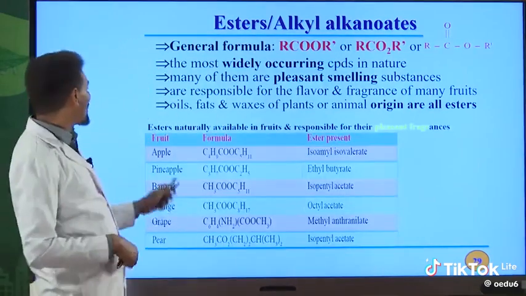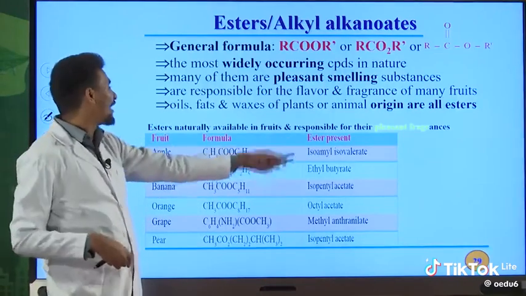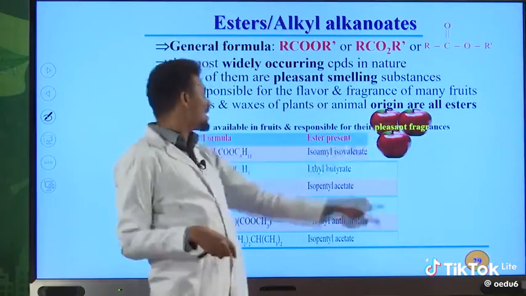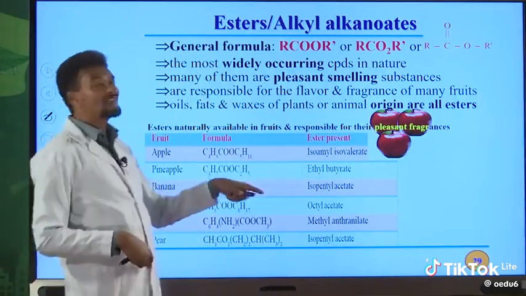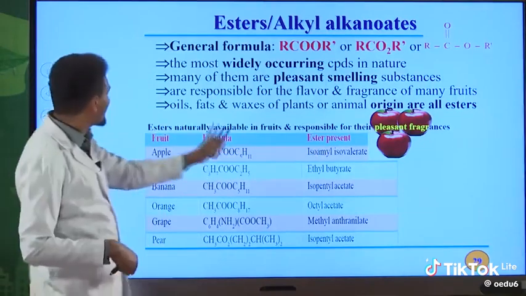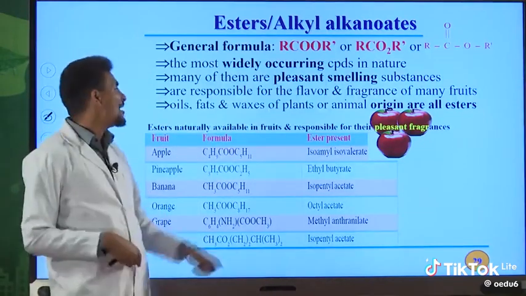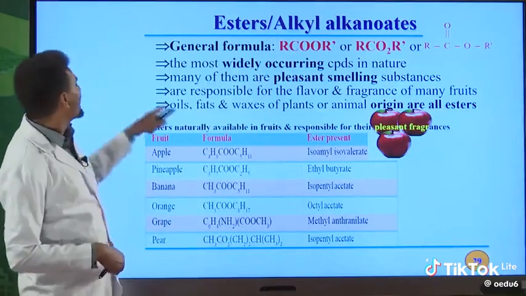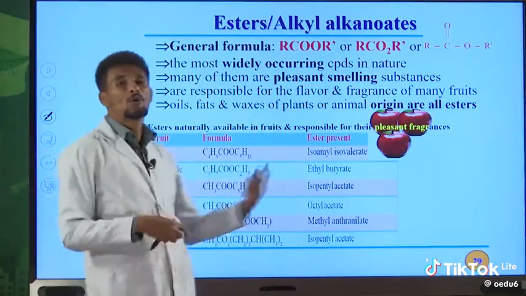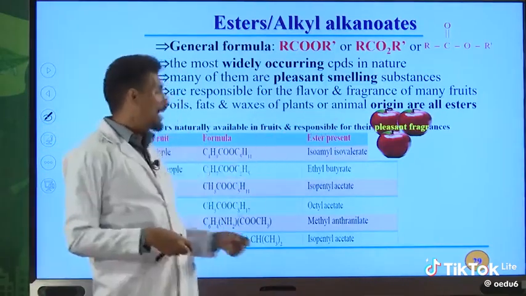Some of them are, for example, isoamyl isovalerate. This is found in apple. So you are familiar with apple. An ester that is found in an apple is isoamyl isovalerate. This is the formula for isoamyl isovalerate. Therefore, this ester is responsible for the good flavor of this apple.